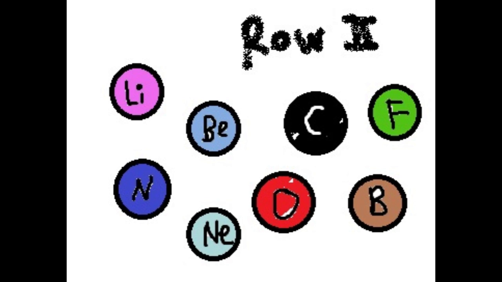Now on to row 2: lithium, beryllium, boron, carbon, nitrogen, oxygen, fluorine, and neon. Let's go backwards this time. Neon is a noble gas, just like helium. Its plasma is used in neon lighting signs. Fluorine is our first halogen.